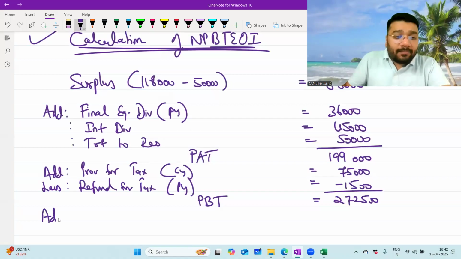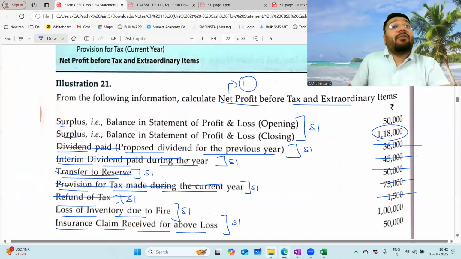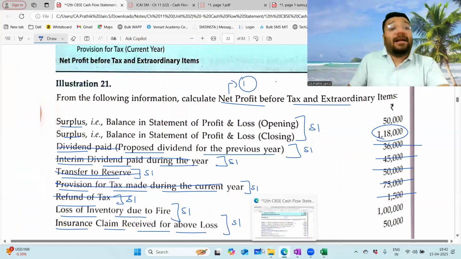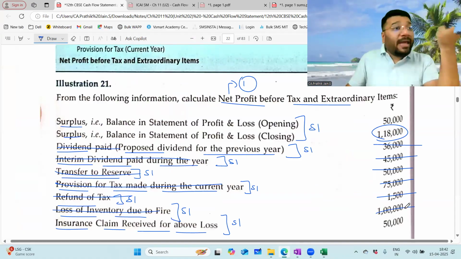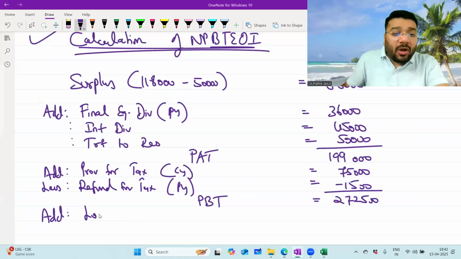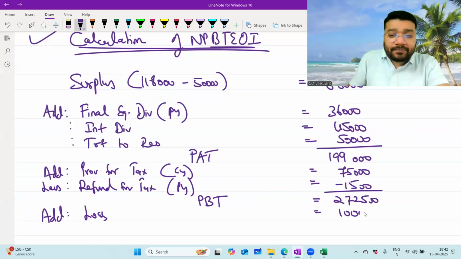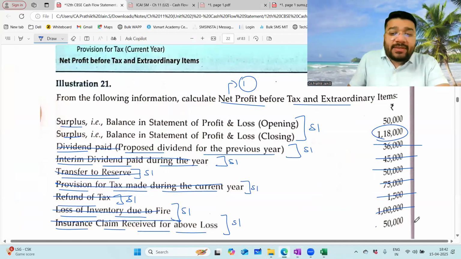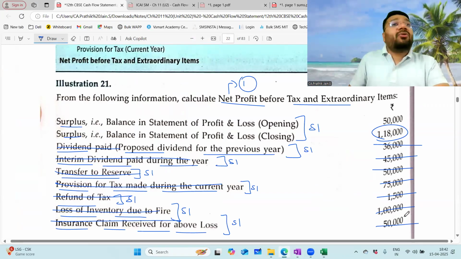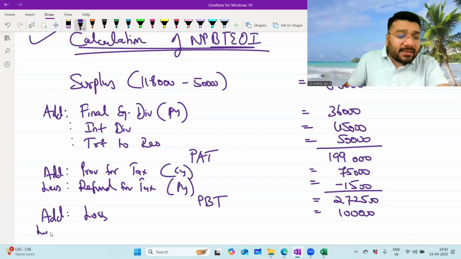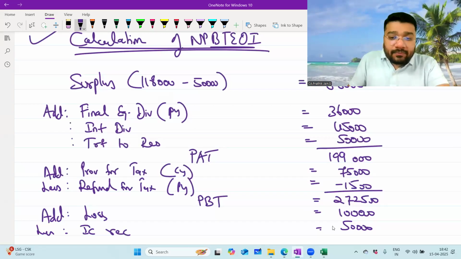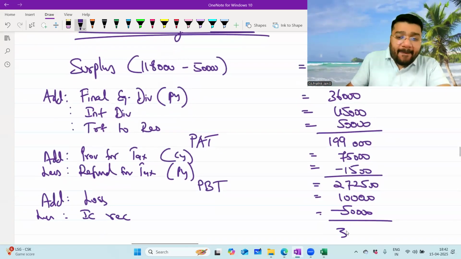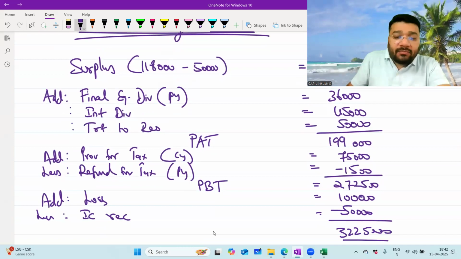Then add. Extraordinary item loss in nature would have been subtracted. Loss on inventory, 1 lakh loss would have been subtracted earlier. To cancel this, we have to add back. So add loss 1 lakh. And this insurance claim received would have been a gain. This would have been added. To cancel this, we have to subtract. So less insurance claim received. How much? 50,000. What is the balance? 3,22,500 is your net profit before tax and extraordinary item.